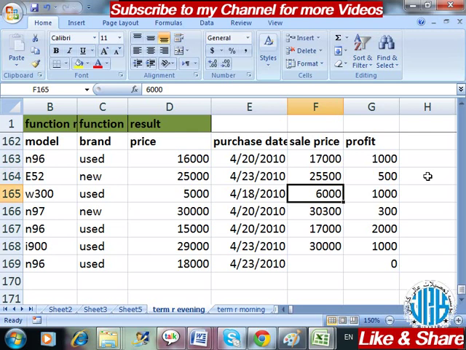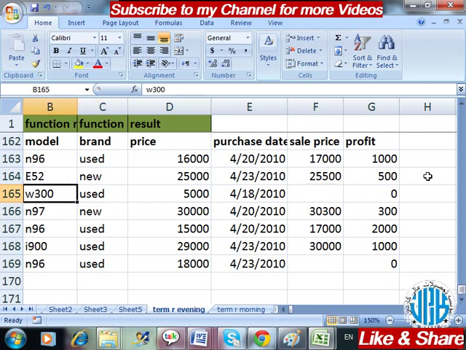But if you got a mobile at 5,000 and you sell it at 4,000, why? Because the mobile was having some problem. So what have you done? Loss or not? So minus 1000 is showing or not? Clear? This formula is correct or not? Okay, but if you delete that, automatically 0 is showing.